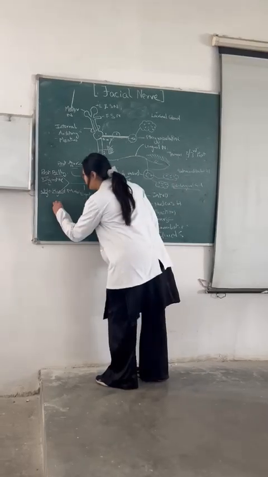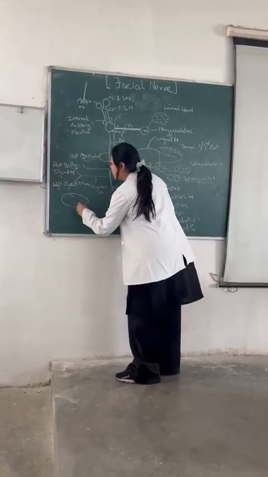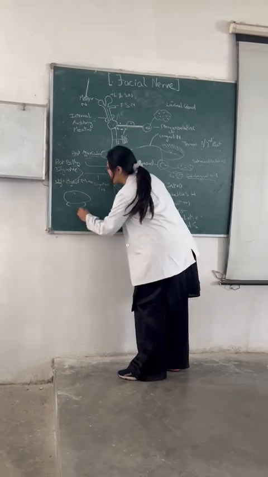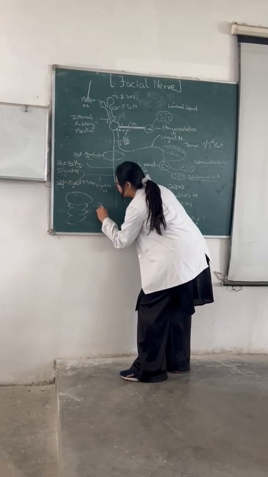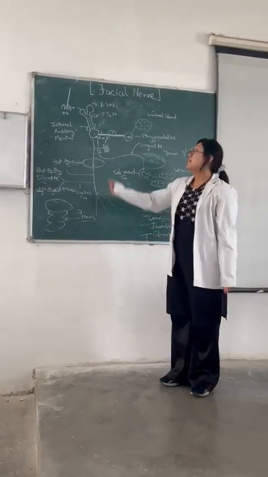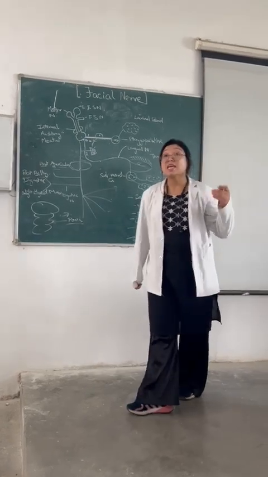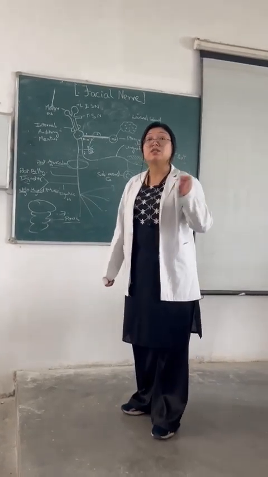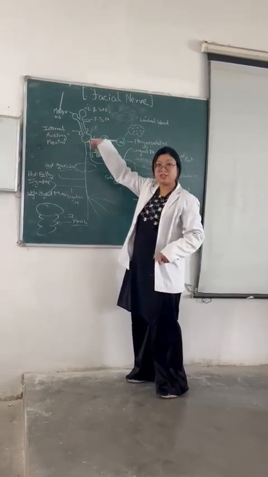So let me just make a brief diagram for you. If I call this the cerebrum, this the midbrain, the pons, and the medulla oblongata, the seventh nerve originates from the pons. Please remember, extracranially, the way that it follows is the internal acoustic meatus. Okay? So let's start with the nucleus part.